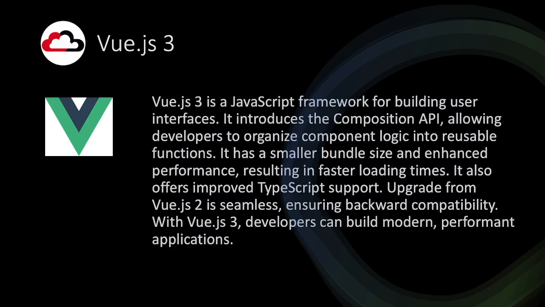Vue.js 3 is a JavaScript framework for building user interfaces. It introduces the composition API, allowing developers to organize component logic into reusable functions. It has smaller bundle size and enhanced performance, resulting in faster loading times. It also offers improved TypeScript support, and upgrade from Vue.js 2 is seamless, ensuring backward compatibility. Developers can build modern performant applications.